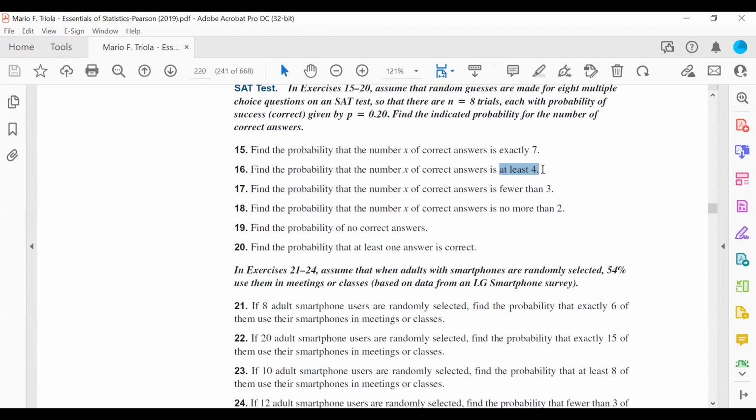Okay, so I'm going to go to StatDisk in a minute. Let me write down my probability. So I'm going to write probability, parentheses, and you write the description of what you had for X. X was at least 4, close parentheses.